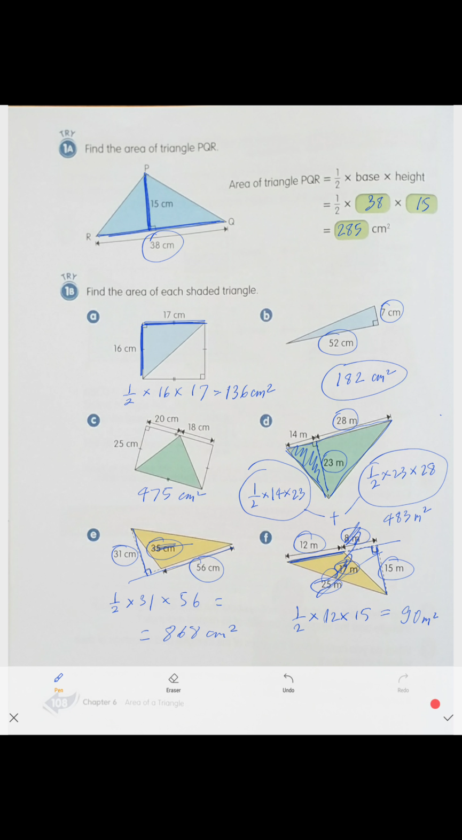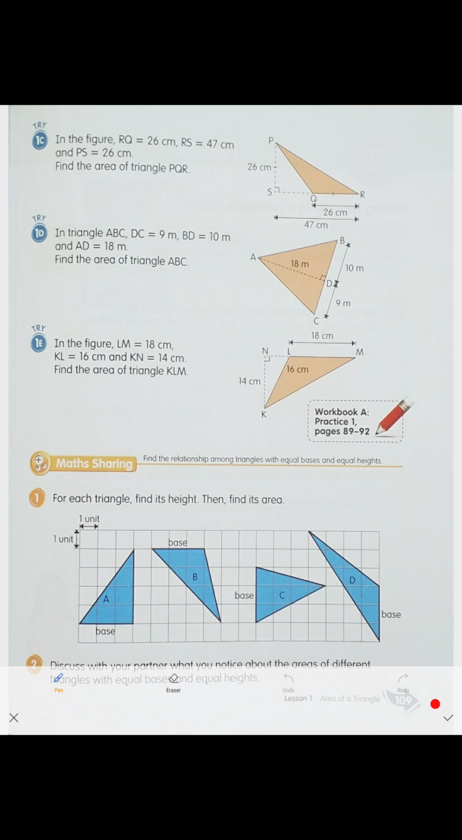Yeah, definitely. All these numbers, they are just given for confusion, right? So yeah, don't let them confuse you. Pay attention. Okay, that's the last page of lesson 1.